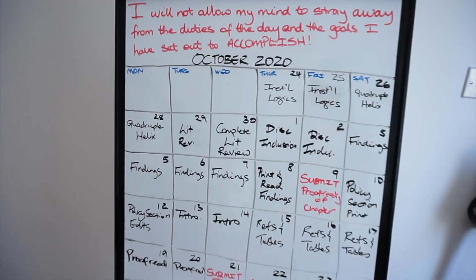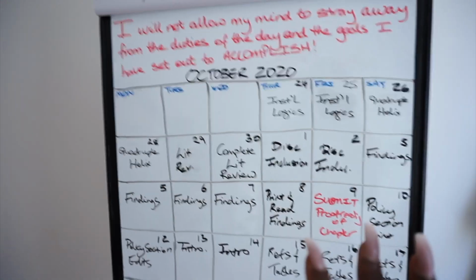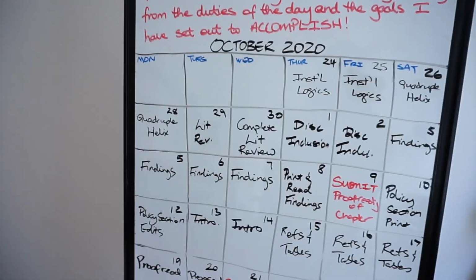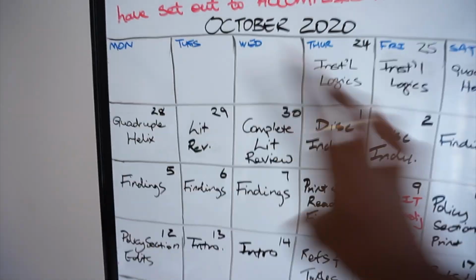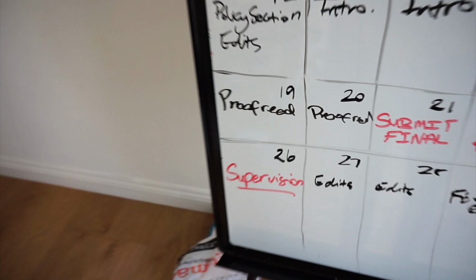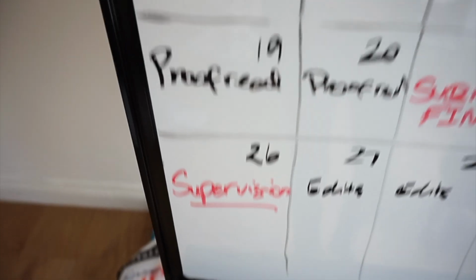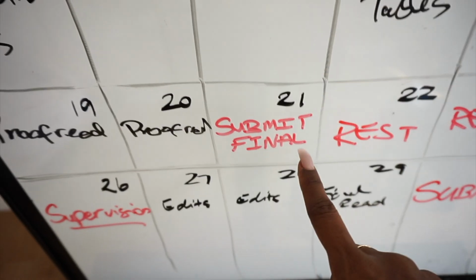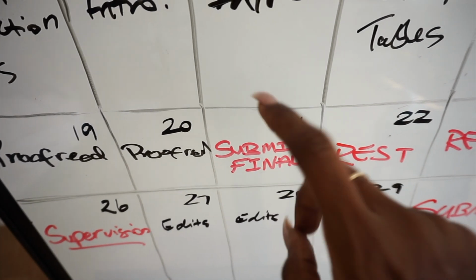Okay, so I've made a new plan for October 2020. It is what it is. So I have all that I'm going to do in terms of reading, proofreading, making edits, and my supervision meeting on the 26th. Submitting the final on the 21st.